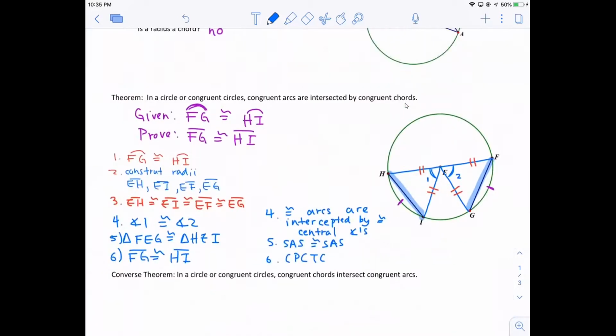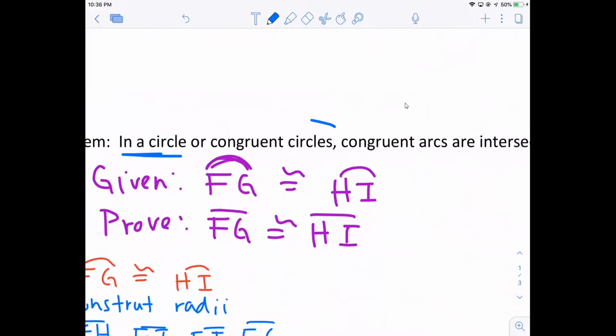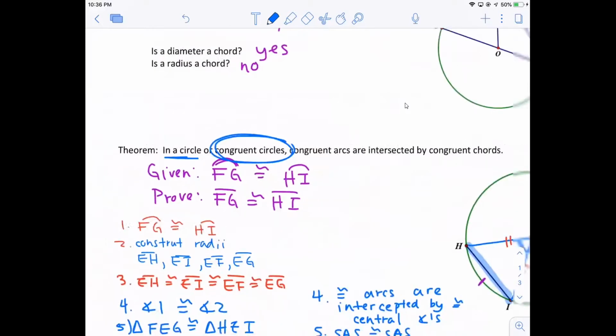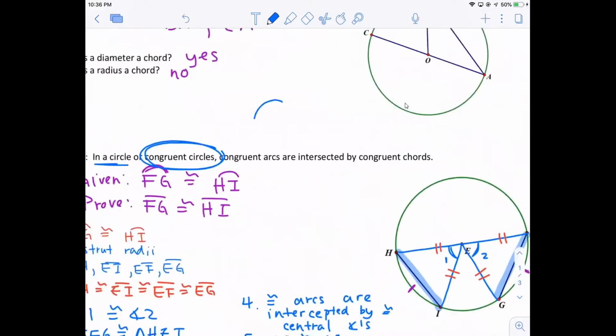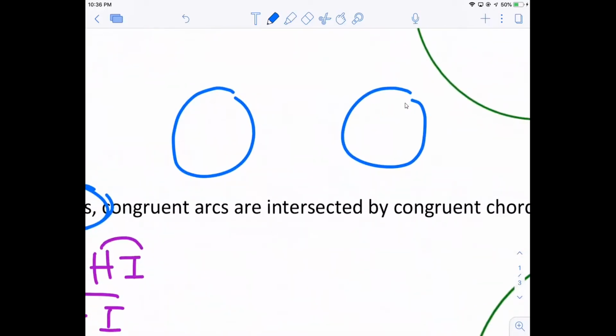All right, so in a circle, congruent arcs are intersected by congruent chords. So that's what we mean here. And so we did in a circle. I want to point out to you guys, this also works if we're dealing with two congruent circles. If you have two separate circles which are congruent, and we have congruent arcs in these two circles, those chords are also congruent, of course.